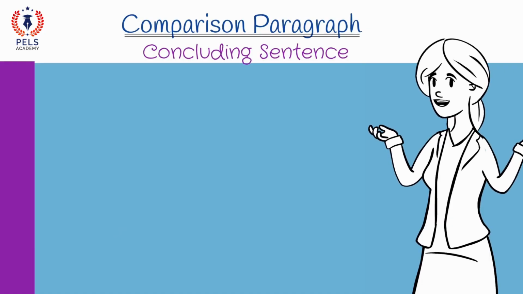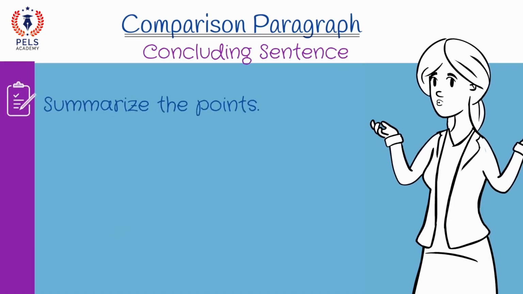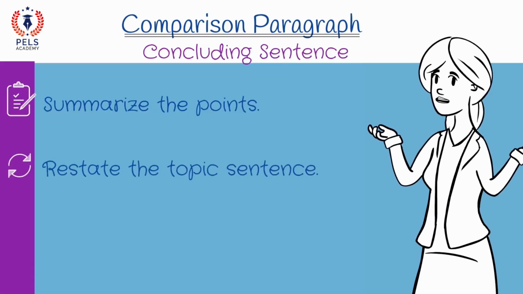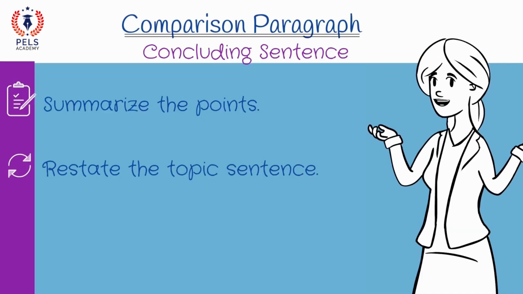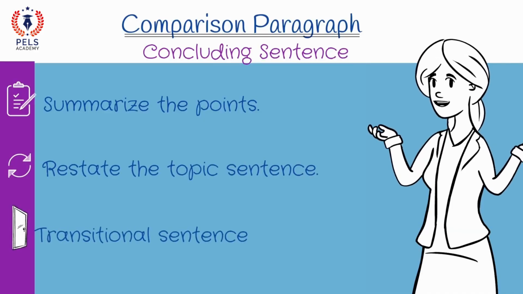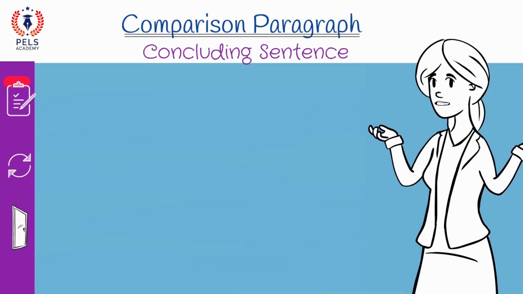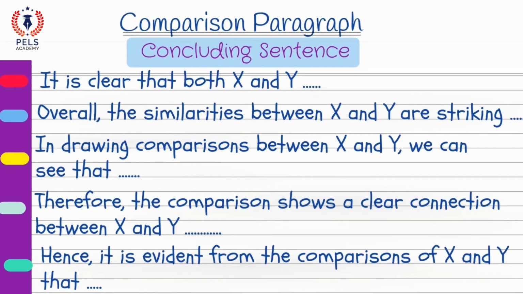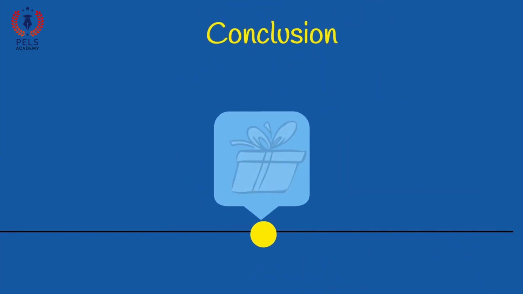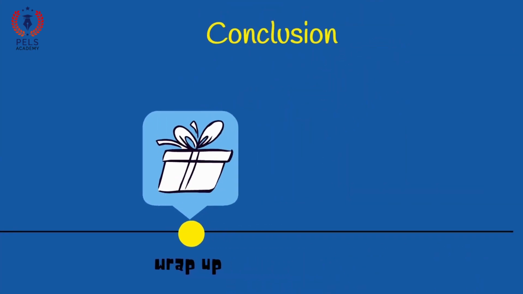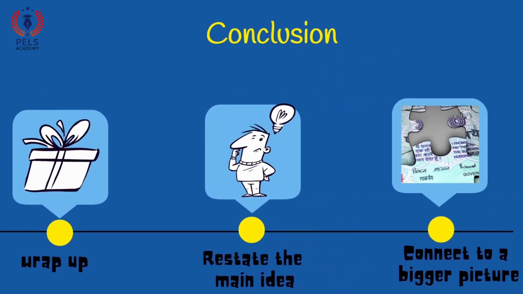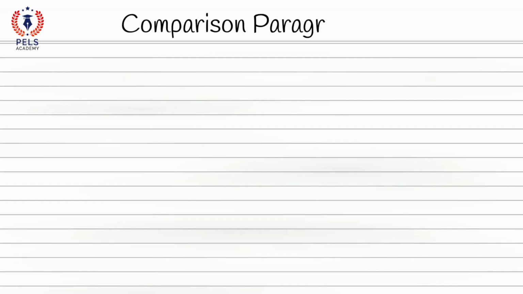Concluding a paragraph effectively often involves summarizing the points made in the paragraph, restating the topic sentence or main idea in a new way, or providing a transitional sentence that leads into the following paragraph. And here are some phrases that may help. Remember, a conclusion wraps up what's been discussed, reminds the reader of the main idea, and connects everything to a bigger picture. A comparison paragraph has 3 main components.